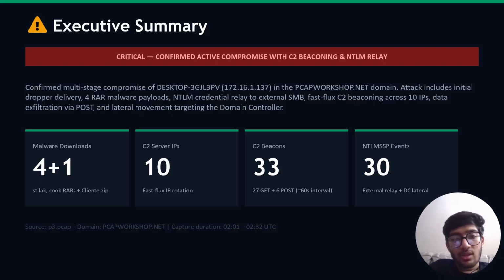The attacker used 10 different C2 server IPs in a fast flux rotation pattern. We observed 32 beacon requests, 27 GET from task polling, 6 POST from data exfiltration, and there were 30 NTLMSSP authentication events, both to an external attacker-controlled SMB server and the domain controller for lateral movement.